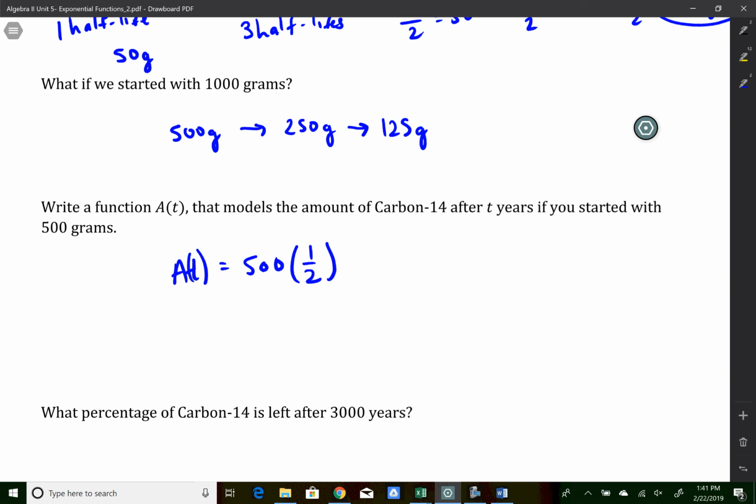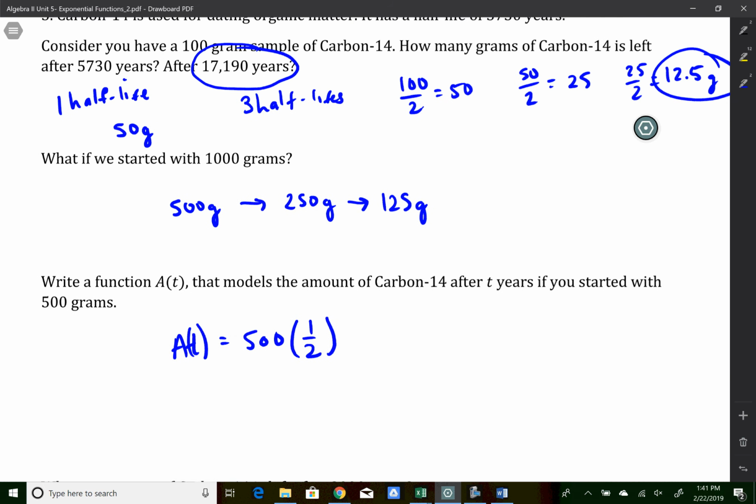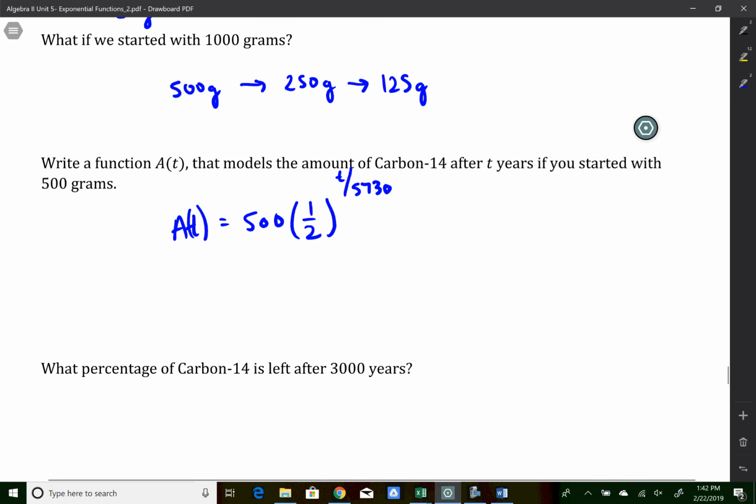Now, how many times am I repeating this value? If I look for half-lives, it's just the number of times I'm using 5,730 years. So every 5,730 years, I'm having another half-life or another multiplication of a half. So if I take the total amount of years that I have and divide it by 5,730, that exponent will determine how many half-lives I have. So there's my function for 50 grams.